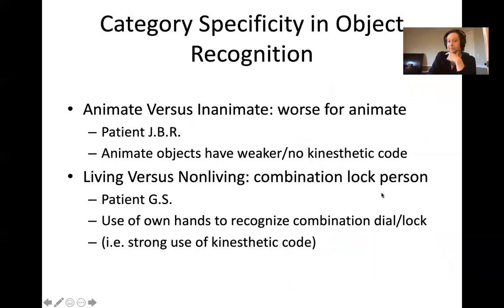The combination lock person, GS. This is the person that was shown a combination lock. That is one of those things that would be on a locker, the dial that you turn on a locker so that it unlocks. And he couldn't recognize that when he originally saw it. Originally, he said it was like the dial for a rotary phone, the old school style of phone from like the 70s and early 80s. But the researcher said, no, that's not right.